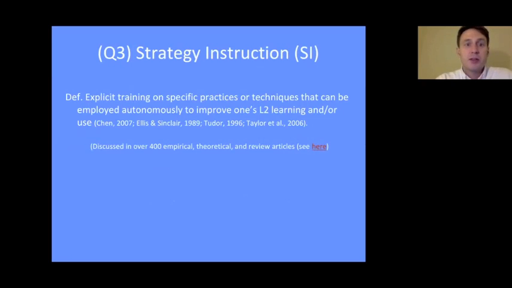idea of strategy instruction, which we'll define as explicit training on specific practices or techniques that can be employed autonomously to improve one's L2 learning and or use. It's actually been discussed in loads of studies. I maintain, because this is an area that I'm interested in, a bibliography on this topic, and it has over 400 articles and book chapters and books. It's been discussed really, really extensively, which I was surprised to learn when I first got into this research a few years ago.